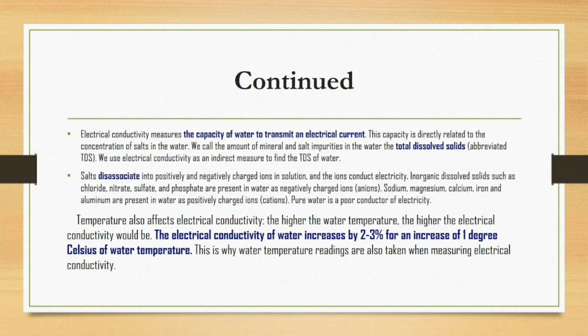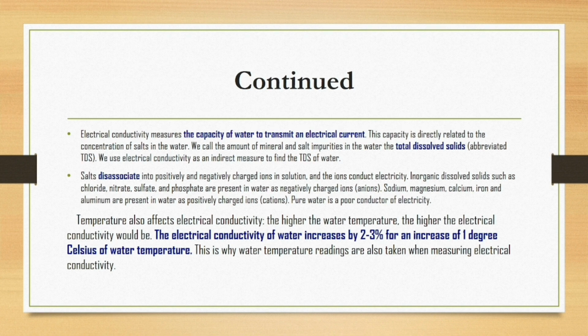So the TDS and electrical conductivity are directly related. So if you are measuring electrical conductivity, indirectly you can measure the TDS of the water also. Normally the salts in the water break up into positively and negatively charged ions, and these ions are mainly the carrier of the electrical current, or you can say the carrier of electricity. In the form of ions we have chloride, nitrate, sulfate. These are the different ions.